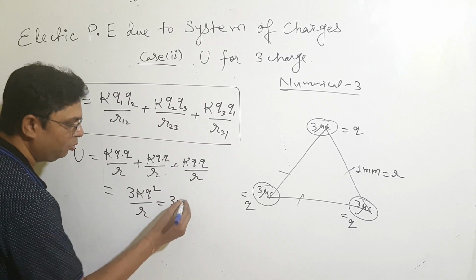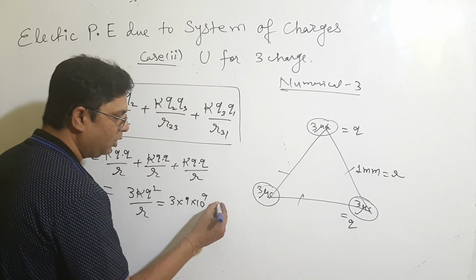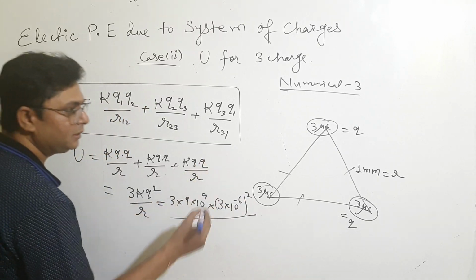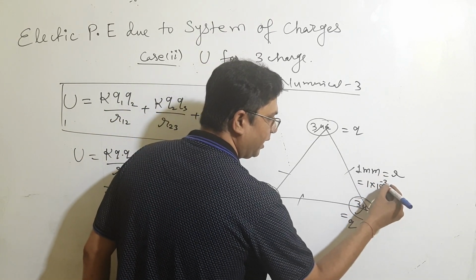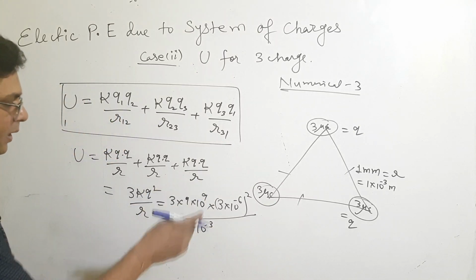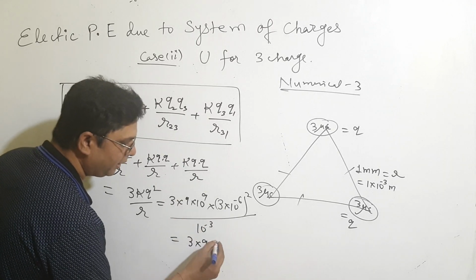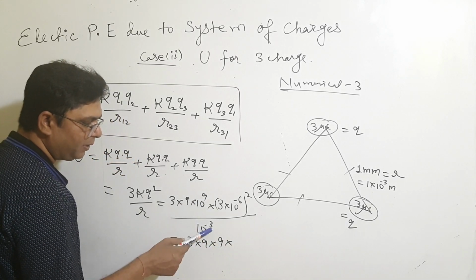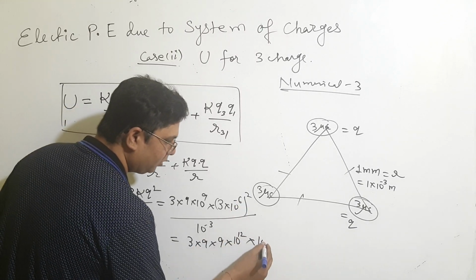Put the value: 3 into 9 into 10 to the power 9. The value of charge Q is 3 microcoulomb, 3 into 10 to the power minus 6, whole squared, upon the distance. The distance is 1 millimeter, which means 1 into 10 to the power minus 3 meter in SI. Now solve this. You have 3 into 9 into 3 squared, which is 9 here. And the minus 3 moved upside becomes 10 to the power 9 plus 3, that is 10 to the power 12. And here 6 into 2 is again 10 to the power minus 12.